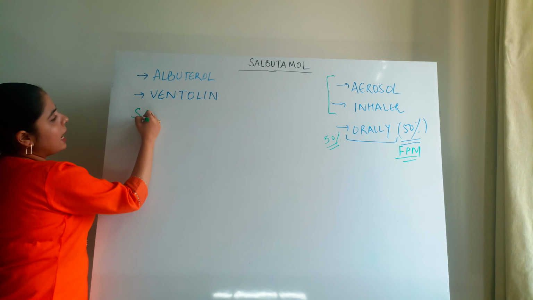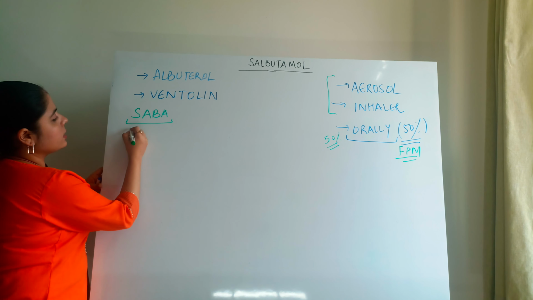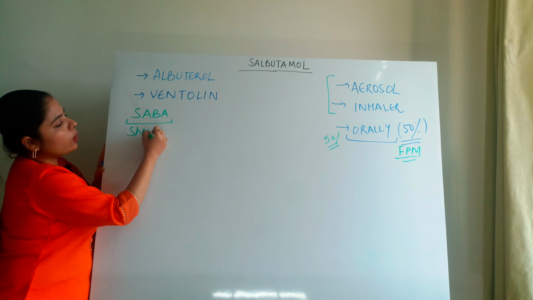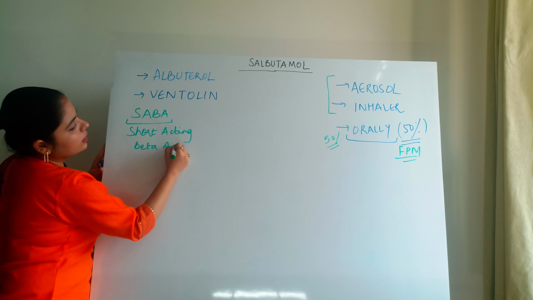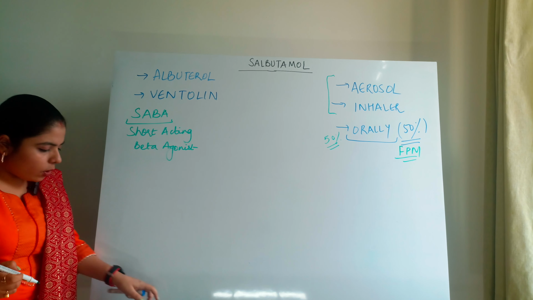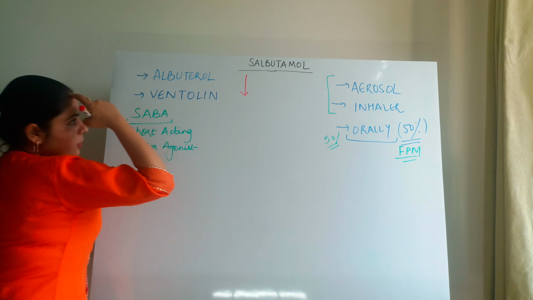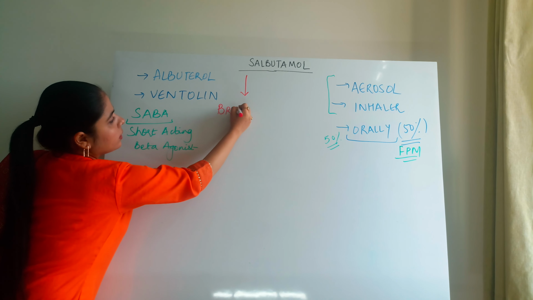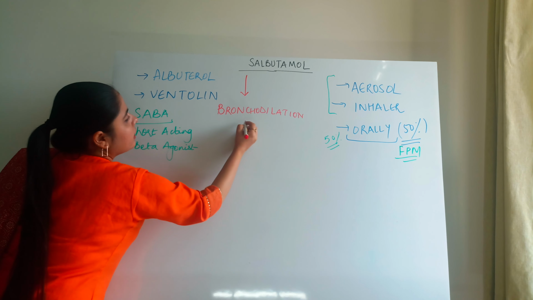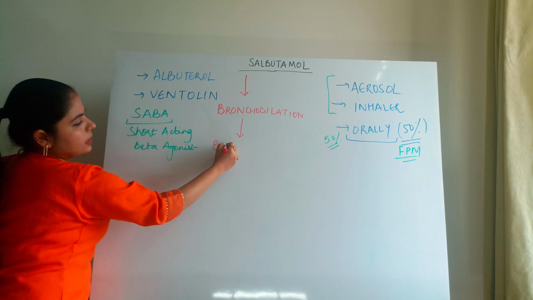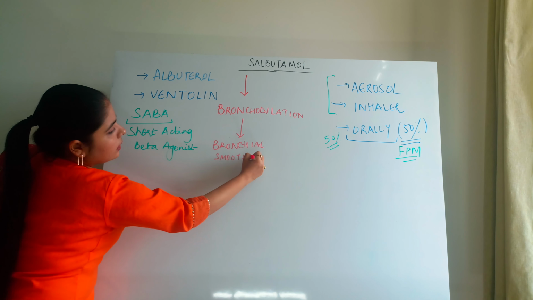So this is categorized as SABA, or a short acting beta agonist. So salbutamol is a short acting beta agonist. Salbutamol is responsible for bronchodilation, and it is targeting the bronchial smooth muscles. Where is it showing the action? It is targeting the bronchial smooth muscles, right?